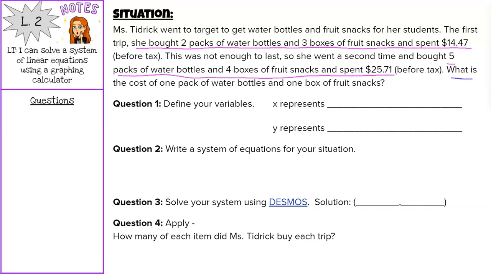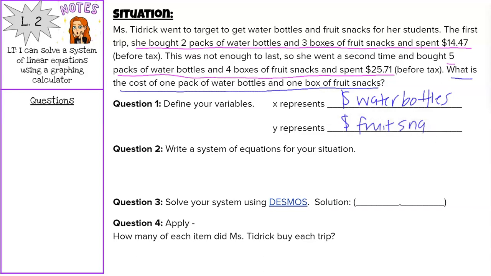So right here, this question at the end, what is the cost of 1 pack of water bottles and 1 box of fruit snacks, is what we don't know. We don't know the cost of water bottles, and we don't know the cost of the fruit snacks individually. So that first thing is to define your variables, because we're going to have things we don't know. A variable is just an unknown. So what we don't know is the cost of water bottles and the cost of fruit snacks. So now we're going to write a system of equations for our situation.